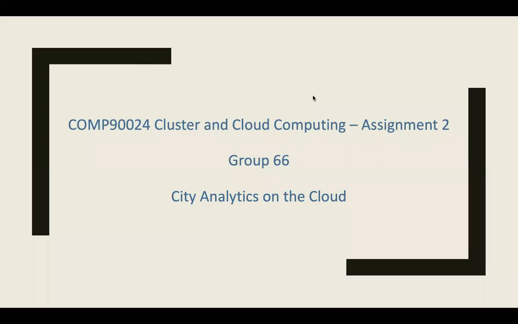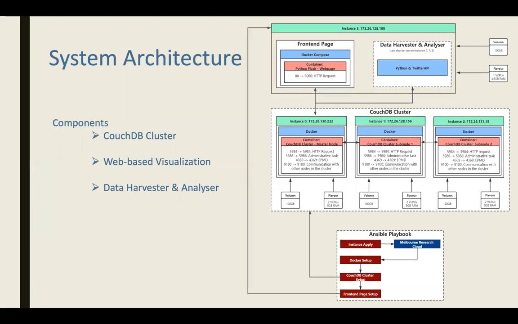In this video, I'm gonna briefly introduce the system architecture we built for Twitter analysis. As shown in the slides, this is the architecture of our system. The system is automatically deployed using Ansible Playbook and applying instances from Melbourne Research Cloud, also known as MRC.